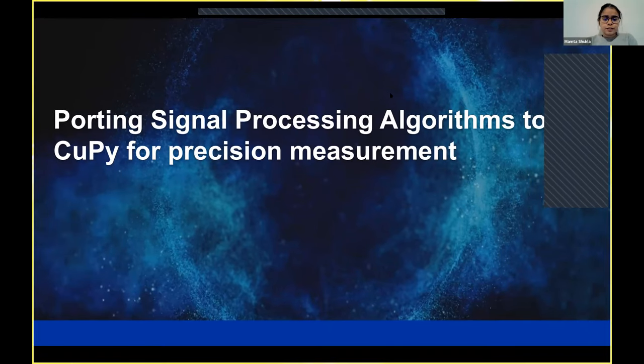So, hello everyone. Today I will talk about porting signal processing algorithms to CuPy for precision measurement. This talk is a bit different and it's more associated with high performance computing, but I'm definitely looking forward to understanding the use case of Kubeflow and maybe I can adopt it for this process as well.